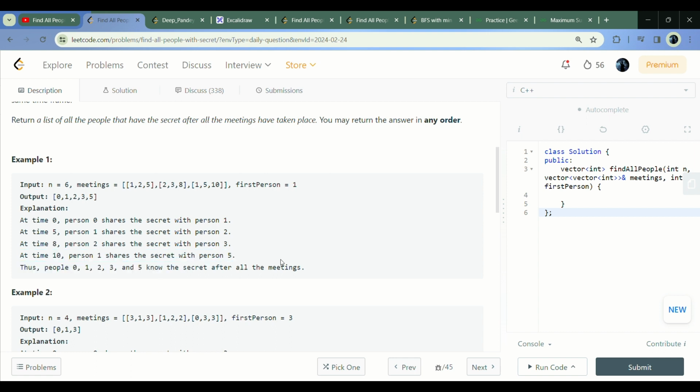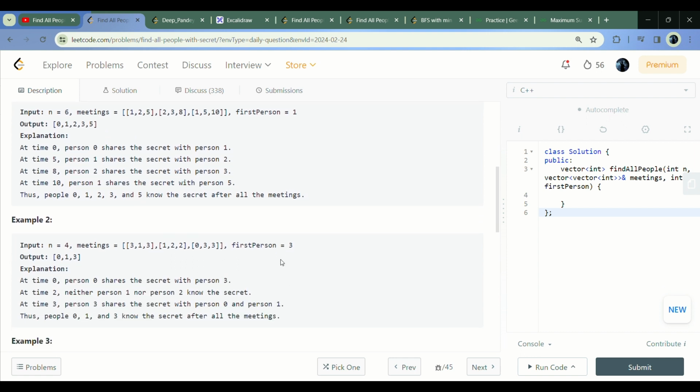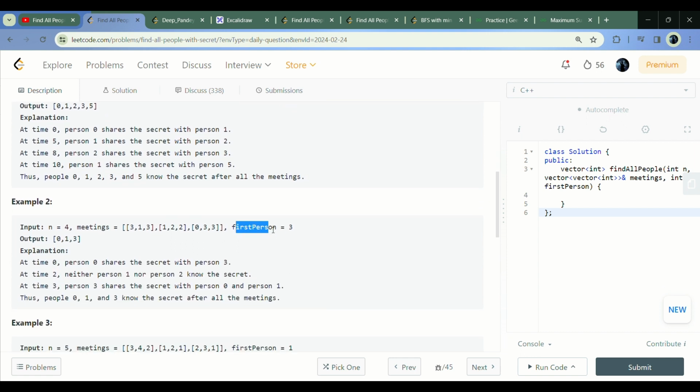So now at the end of the meetings, how many people know the secret? Persons 0, 1, 2, 3 and 5. In total 5 people know the secret, and we have to return an array of these 5 people. You can again see the next example, which says that my first person is 3.